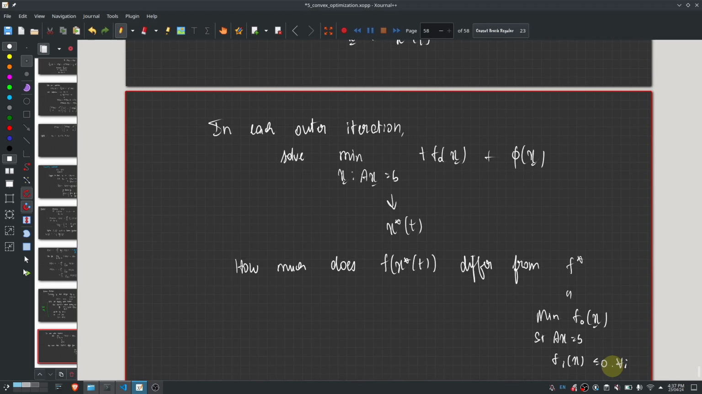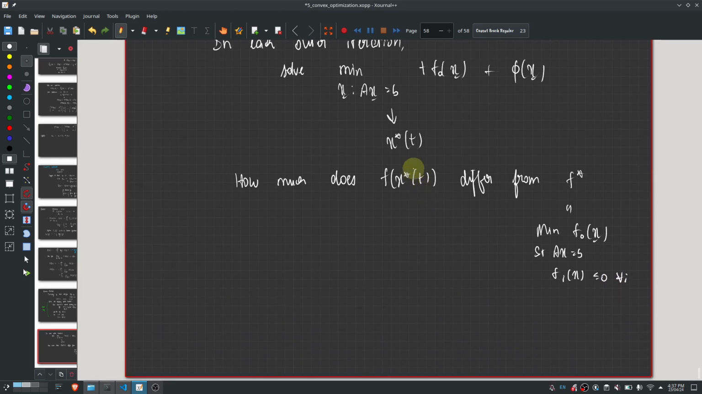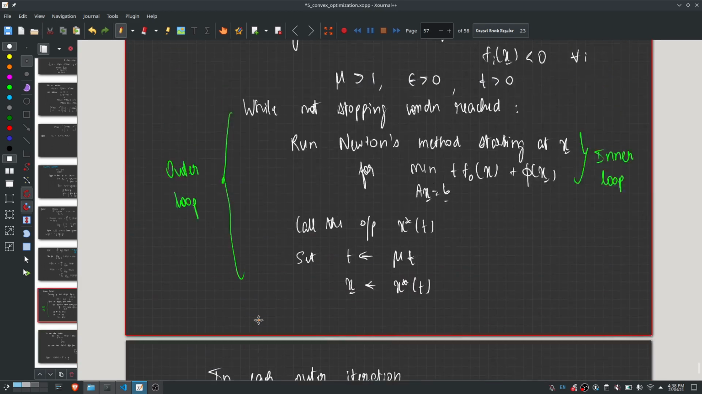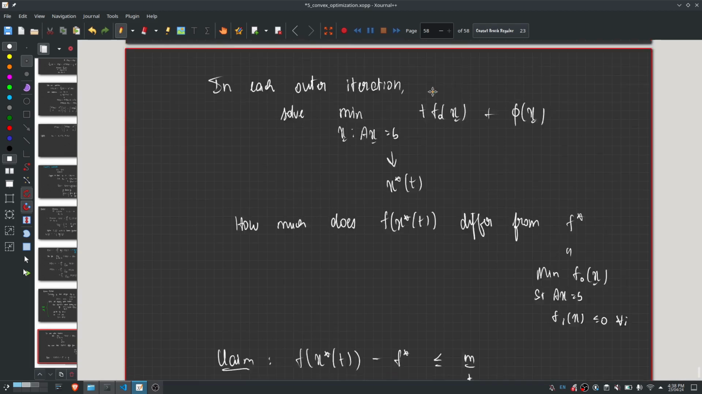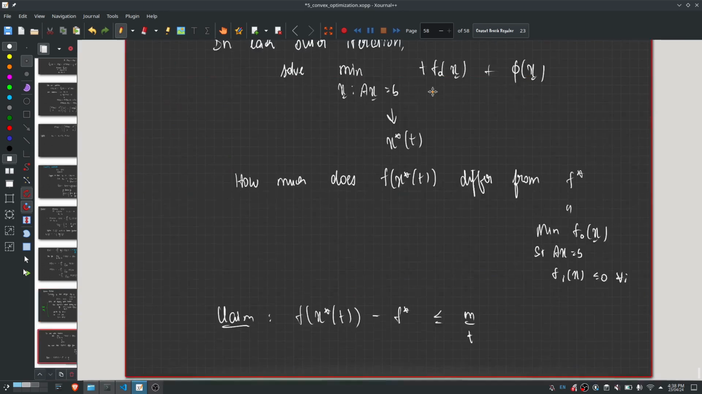Right? The nice thing is that you can formally prove that for any t greater than 0, f of x star of t minus f star is always going to be less than or equal to m by t, where m is the number of inequality constraints that we have, and t is of course a parameter that we choose. So this is nice because if we know that Newton's method converges, then we know exactly how to choose this particular stopping condition. We know m, we know t, so you keep running this until m by t is less than or equal to epsilon. Right? Because you're guaranteed, I mean, it could be better, could be much better than m by t, but for sure you know that it's going to be less than or equal to m by t.